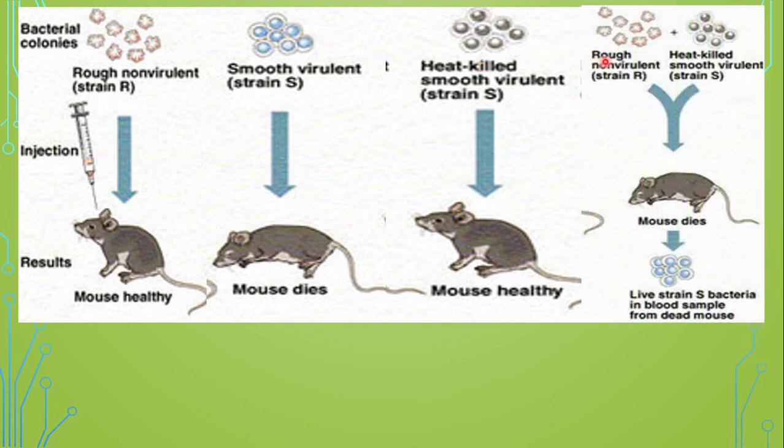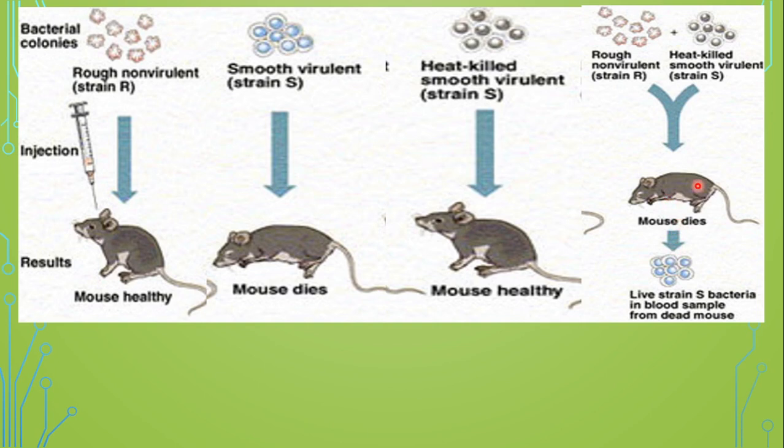Then the last step, what was done? Some of the non-virulent R strain, which were already non-infectious, were taken. Again, the heat-killed ones were taken, which also turned non-virulent due to application of heat. These two were mixed together and then injected into mice. Mice died. Whereas when injected separately, the mice never died. But when mixed together, the mice died.